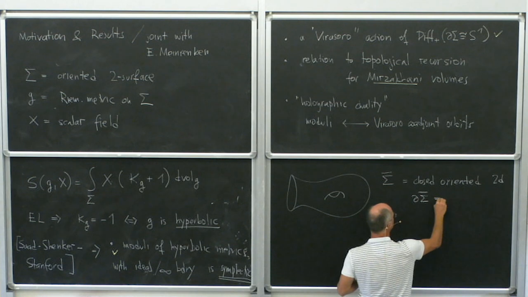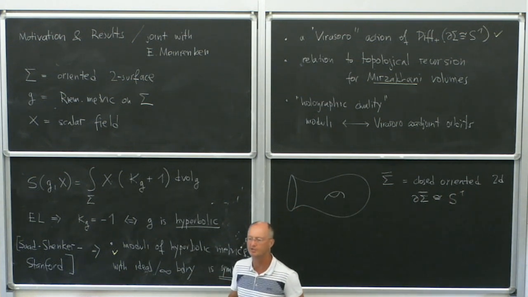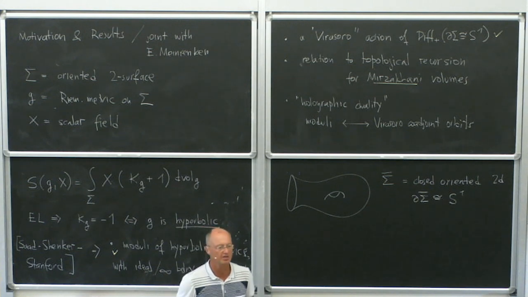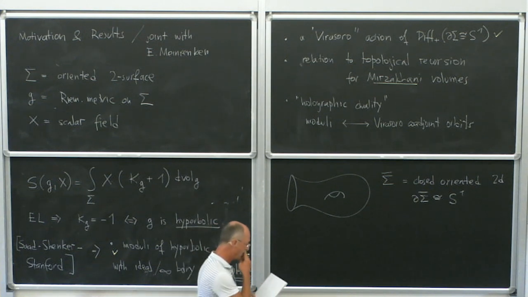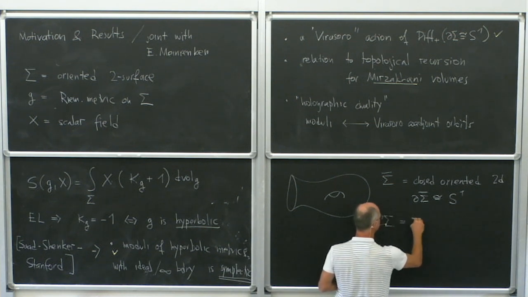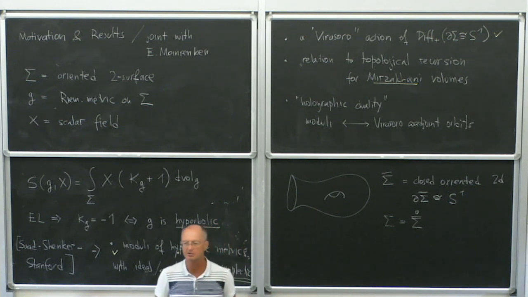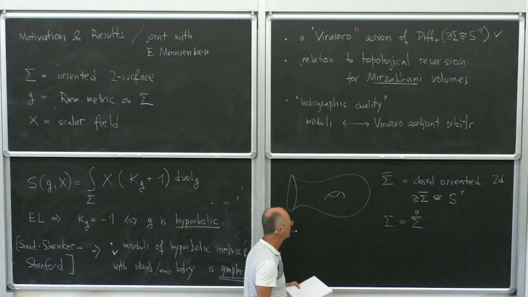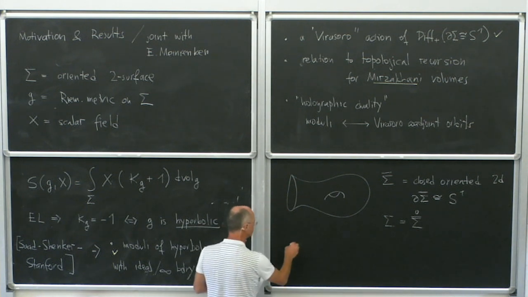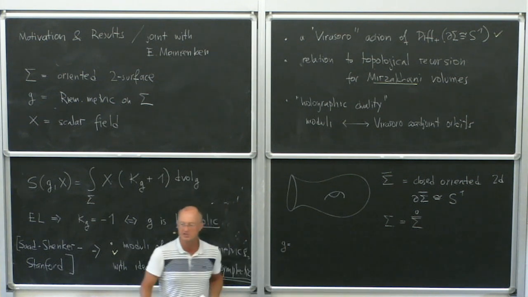And as before, I assume that there is just one boundary component, but that's easier to generalize if one wants. And then sigma will be the interior of that sigma bar. You will see why it's a convenient way to set up notation. And then, we consider metrics.